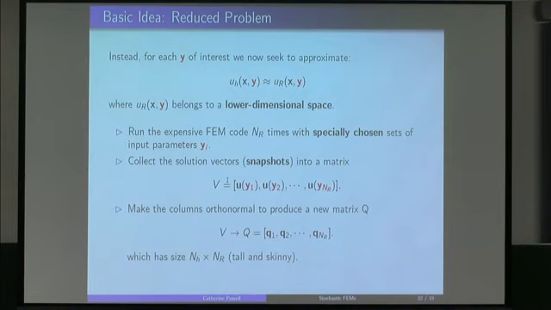So here's a general strategy in key terms. If you are a user of code, you can think about whether this is easy for you to do or not. You run your expensive finite element code n_r times. Okay? Here's the black magic, at specially chosen sets of your input parameters. That's where all the theory is. You then collect the solution vectors into a matrix. You make them the columns. Again, language, we call these snapshots. So these are individually different finite element runs for different choices of the input parameters.